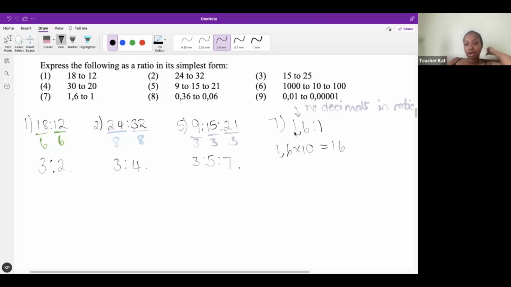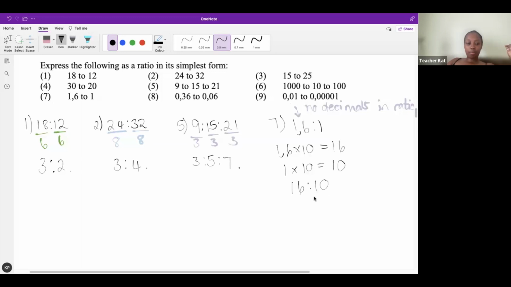But what I do on the left-hand side, I have to do on the right-hand side. So if I times 1.6 by 10, then I have to times 1 by 10. And what is 1 times 10? 1 times 10 is 10. So then my new ratio is 16 to 10.